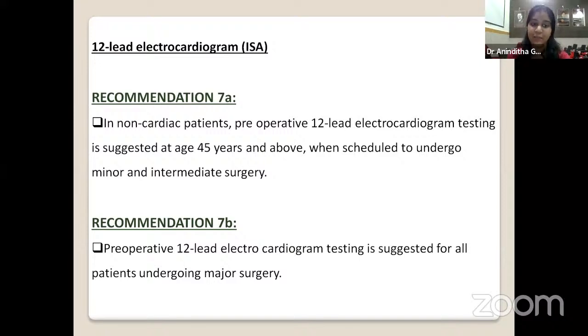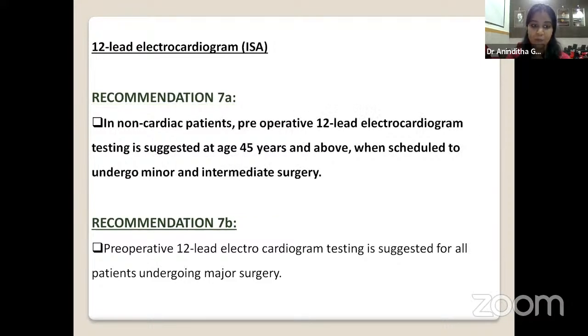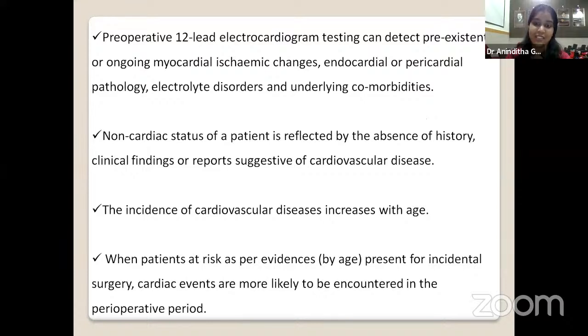Coming to the 12-lead ECG. Recommendation 7A says that in non-cardiac patients, preoperative 12-lead ECG testing is suggested at age 45 years and above, and only when scheduled to undergo minor and intermediate surgeries. 7B states that a 12-lead ECG is suggested for all patients undergoing major surgery. Preoperative 12-lead ECG testing can detect pre-existent or ongoing myocardial ischemic changes, endocardial or pericardial pathologies, electrolyte disorders, and underlying comorbidities. The non-cardiac status of a patient is reflected by the absence of history, clinical findings, or reports suggestive of cardiovascular disease. The incidence of cardiovascular disease increases with age. So when patients at risk by age present for incidental surgeries, cardiac events are more likely to be encountered in the perioperative period.